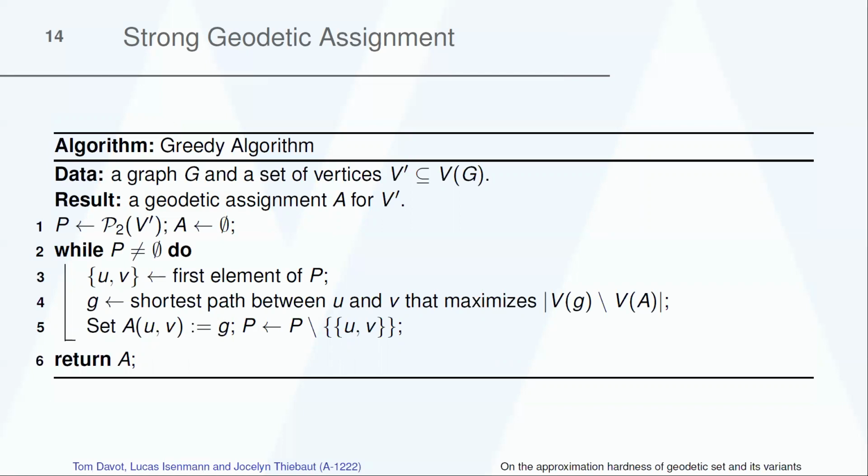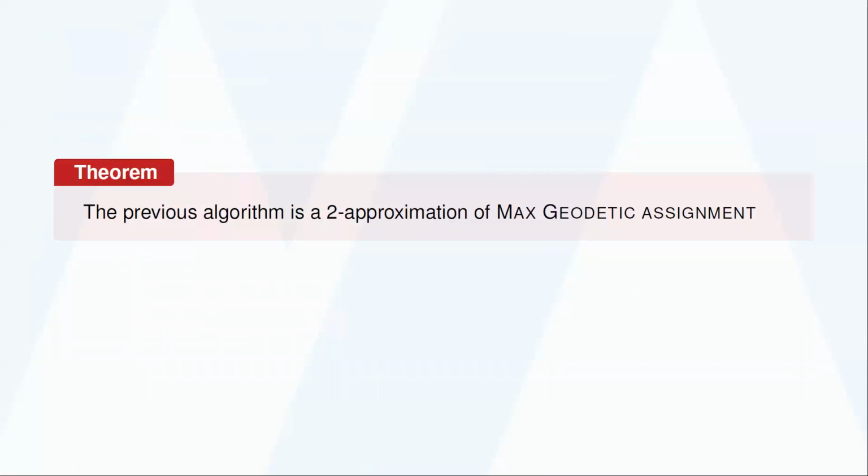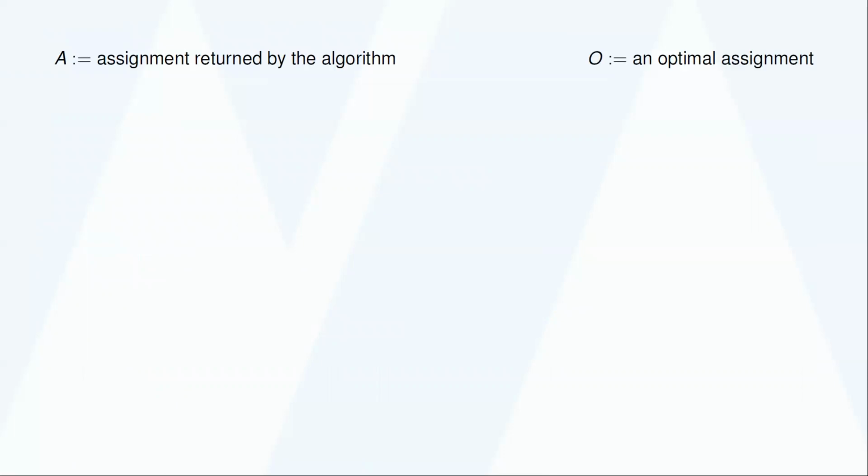So for this problem, we have this simple greedy algorithm. Basically, you take the set of vertices, you consider all the pairs of this set, and you take those pairs one after the other. Every time, you take the shortest path between this pair that maximizes this, which is just basically to say that it maximizes the vertices that are not covered. So you take the best choice all the time, and you set this shortest path every time. And this algorithm is a 2-approximation of the problem. I'm going to give you the proof of this.